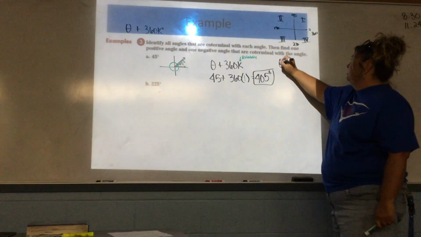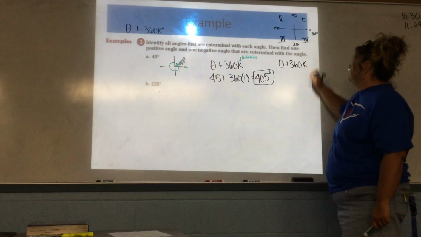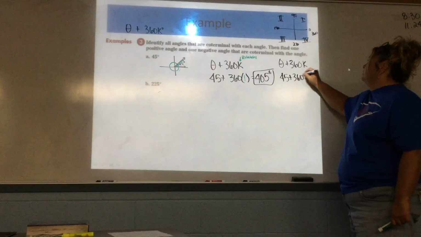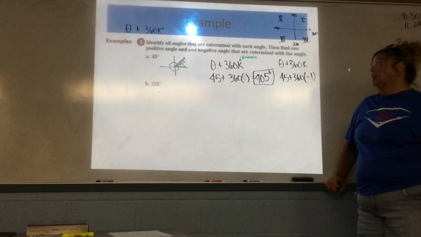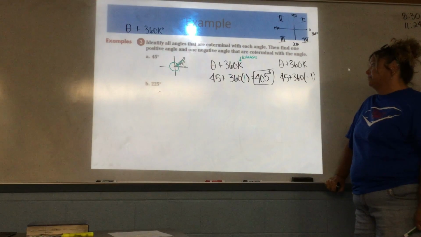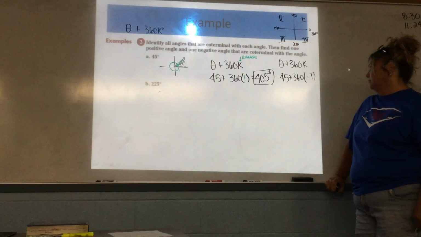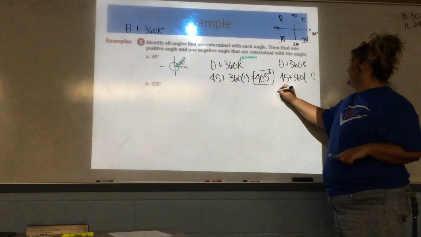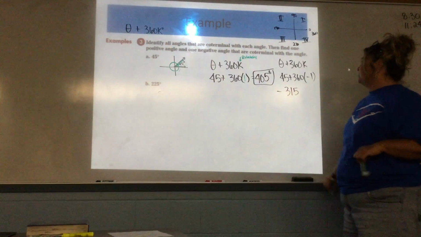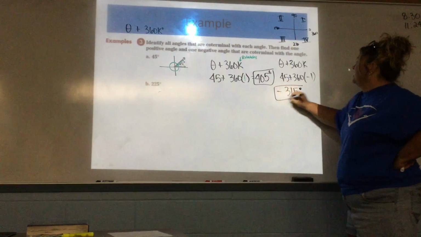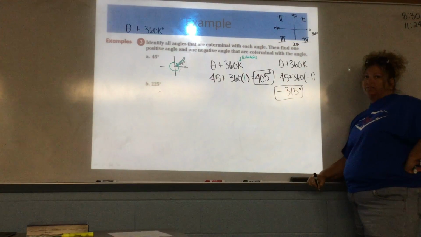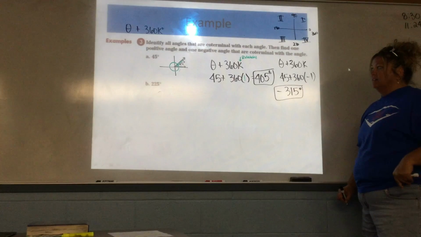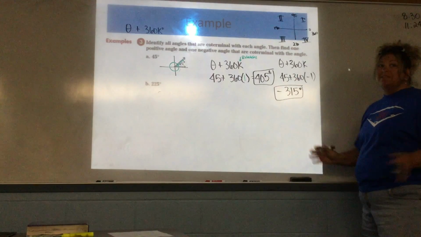Now I need a negative one. So I can use that same thing. Theta is still 45, right? Yes. K becomes negative 1. We could do a negative one. So now I have 45 minus 360. What's that equal? Put in your calculator. Negative 315. Good. Negative 315. So did I do one positive and one negative coterminal? Yes, I did. All right. Now they want me to say the infinite possibilities.